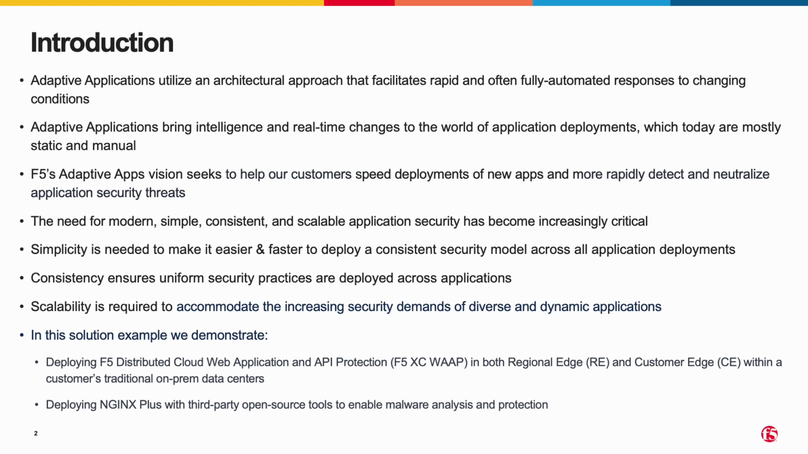We show how you can use F5 Distributed Cloud WAAP to enable differentiated and tiered application security capabilities as appropriate for your low-risk, medium-risk, and high-risk applications. Specifically, this demo kit demonstrates the following: deploying the F5 Distributed Cloud WAAP in both Regional Edge (RE) and Customer Edge (CE) within a customer's traditional on-prem data centers to provide tiered application security for external and partner traffic respectively, and deploying NGINX Plus with third-party open source tools to enable malware analysis and defense for all application traffic.